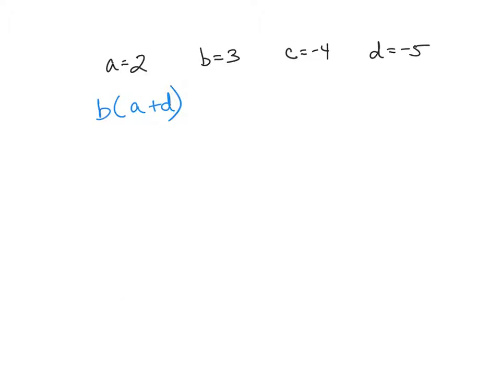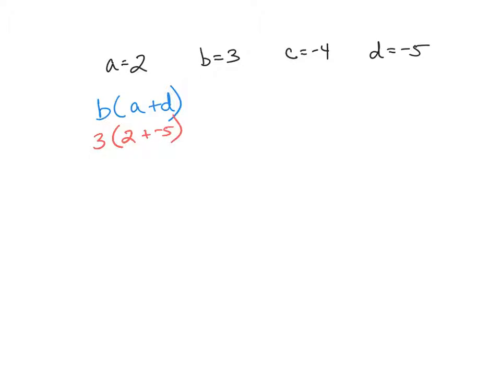Here's a few more examples, and I'm purposely picking these problems just so we can review some of the other things that we've talked about previously. I have b times, in parentheses, a plus d. And if I wanted to go through and solve that, b is equal to 3, my a is equal to 2, and my d is equal to a negative 5. So I can go through and solve that.